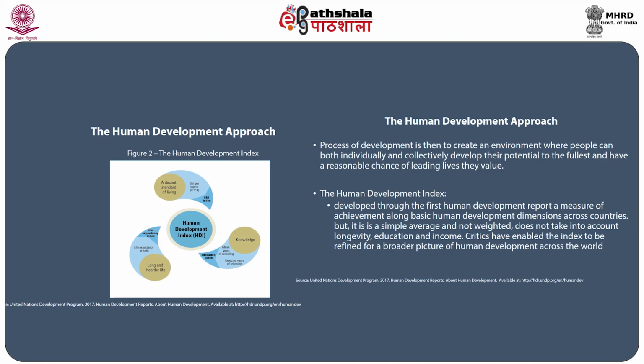The Human Development Index, developed through the first Human Development Report, is a measure of achievement along basic human development dimensions across countries, but it is a simple average and not weighted. It does not take into account dimensions other than longevity, education and income. Critics have enabled the index to be refined for a broader picture of human development across the world.